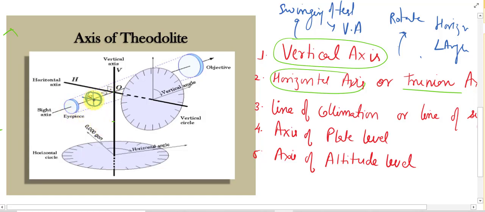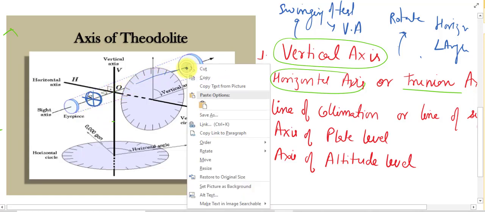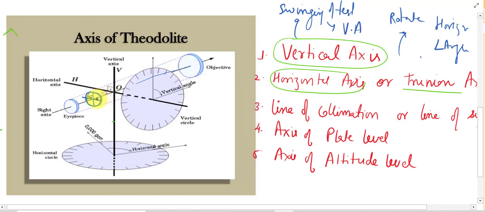So from the center of this crosshair to the center of the object lens, a line like this will be generated. This line is known as your line of collimation. This is my line of collimation, or we can say this is my line of sight. This imaginary line is my line of sight.